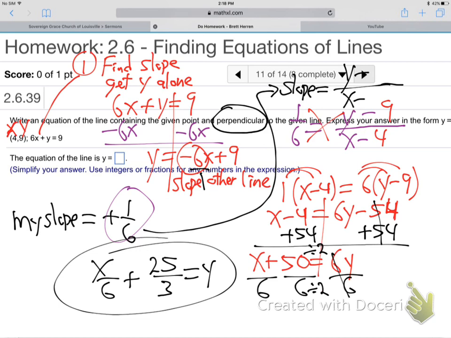Questions I can answer? Yeah? So for the parallel one before, we won't do anything different, it's just when it's perpendicular that we have to flip. That's right. So parallel, we don't do anything different. Perpendicular, we have to flip it and change the sign. Exactly right. Good? We all good with that?